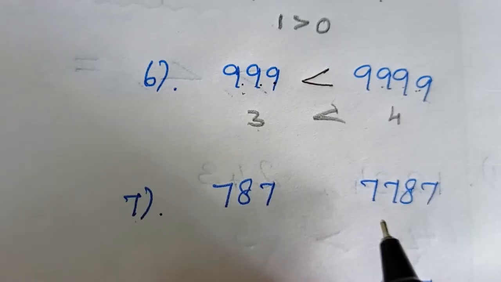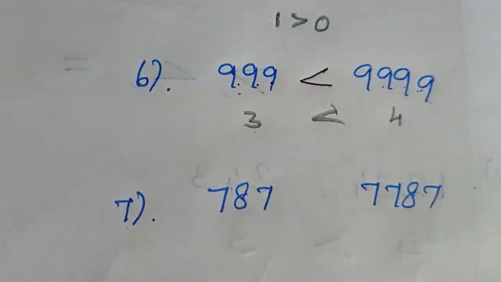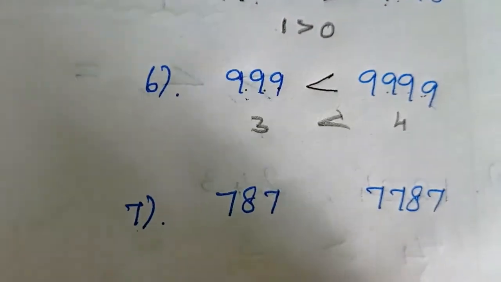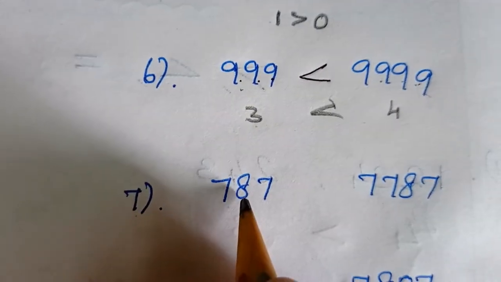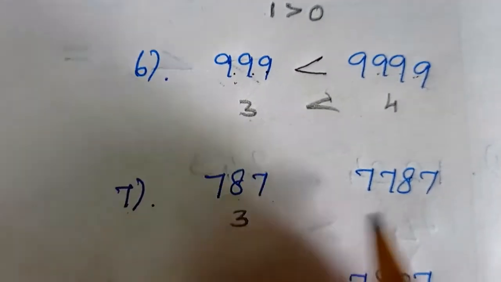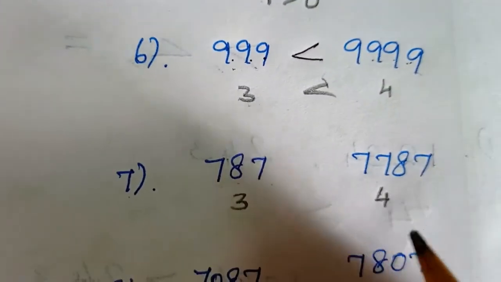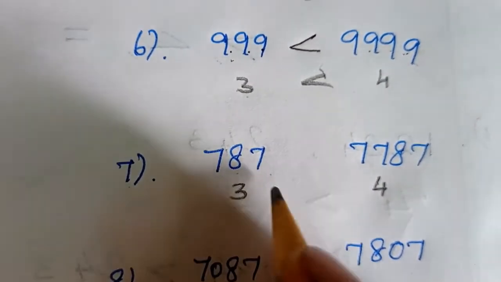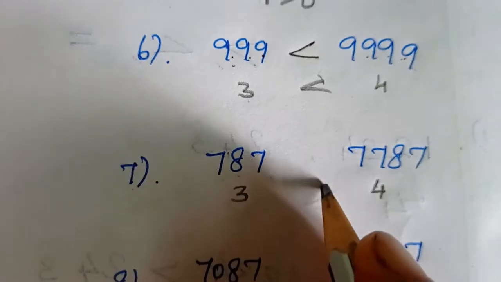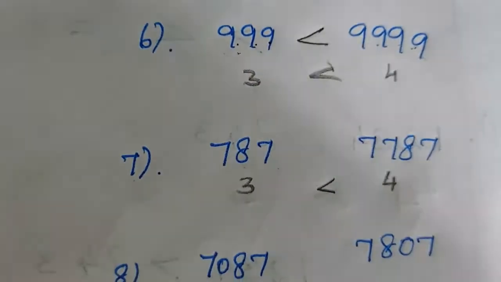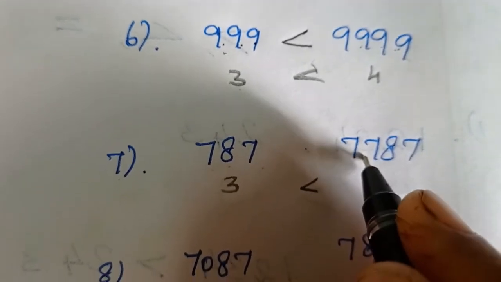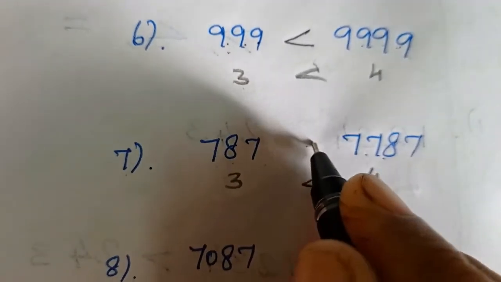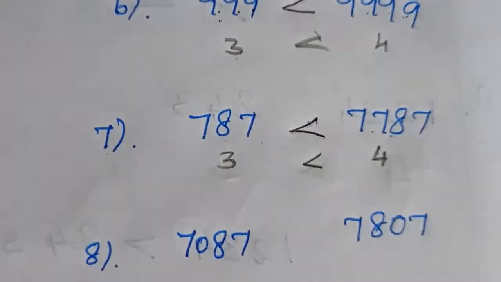Then next question, 787 and 7787. Count the number of digits in both the numbers. This number is a 3-digit number and this number is a 4-digit number. So which one is greater? Yeah, a 4-digit number is greater than a 3-digit number. So we conclude that 7787 is greater than 787.